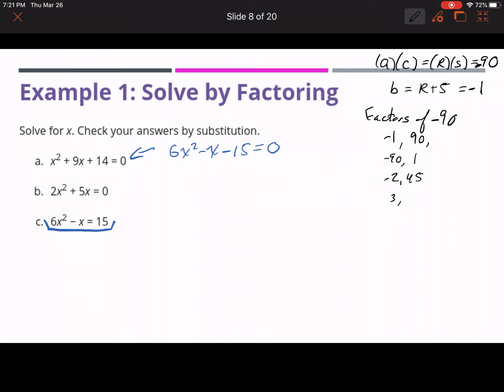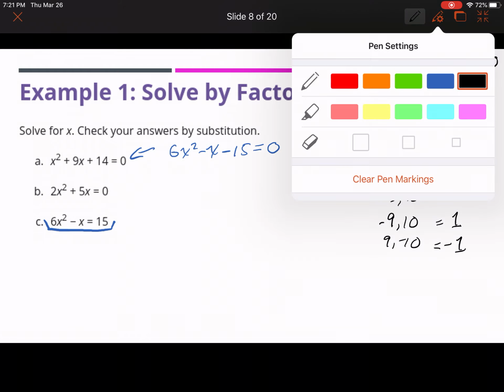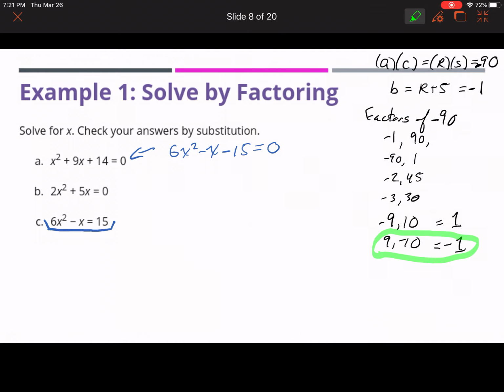We've got 3 and 30. We know it's not going to be anything like that. So we want to be as close to the middle as possible. So in the middle, we've got negative 9 and 10, or 9 and negative 10. So we want to have a negative 1 as our addition. So when we add these together, we've got a 1 and a negative 1. So we know our two numbers that we want to work with are 9 and negative 10. So I didn't find all the factors of 90 because I knew it was going to be something as close to the middle as possible.